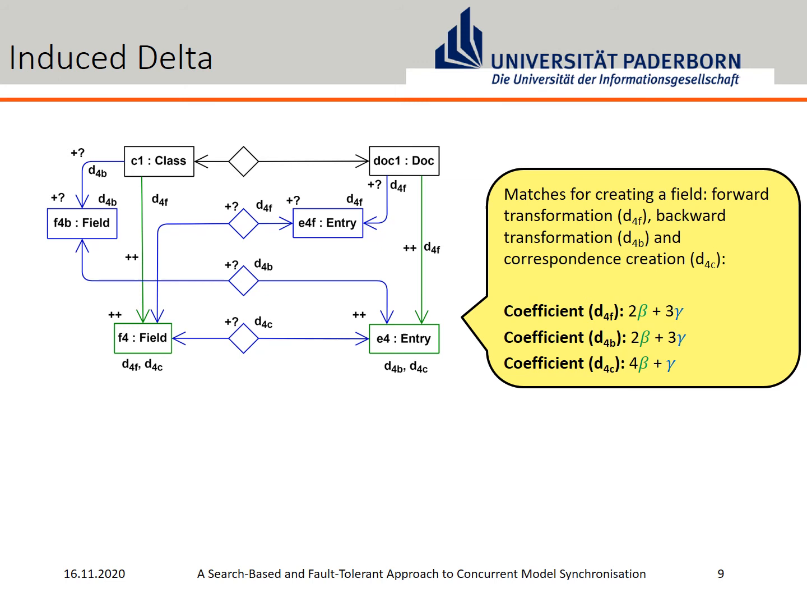Regarding the coefficients, both D4F and D4B would be rated with 2 beta plus 3 gamma, which adds up to 4 beta plus 6 gamma in total. On the other hand, D4C would be rated with 4 beta plus gamma. As mentioned before, the number of additional elements should be as small as possible. This is also reflected by the coefficients, as gamma is negative.